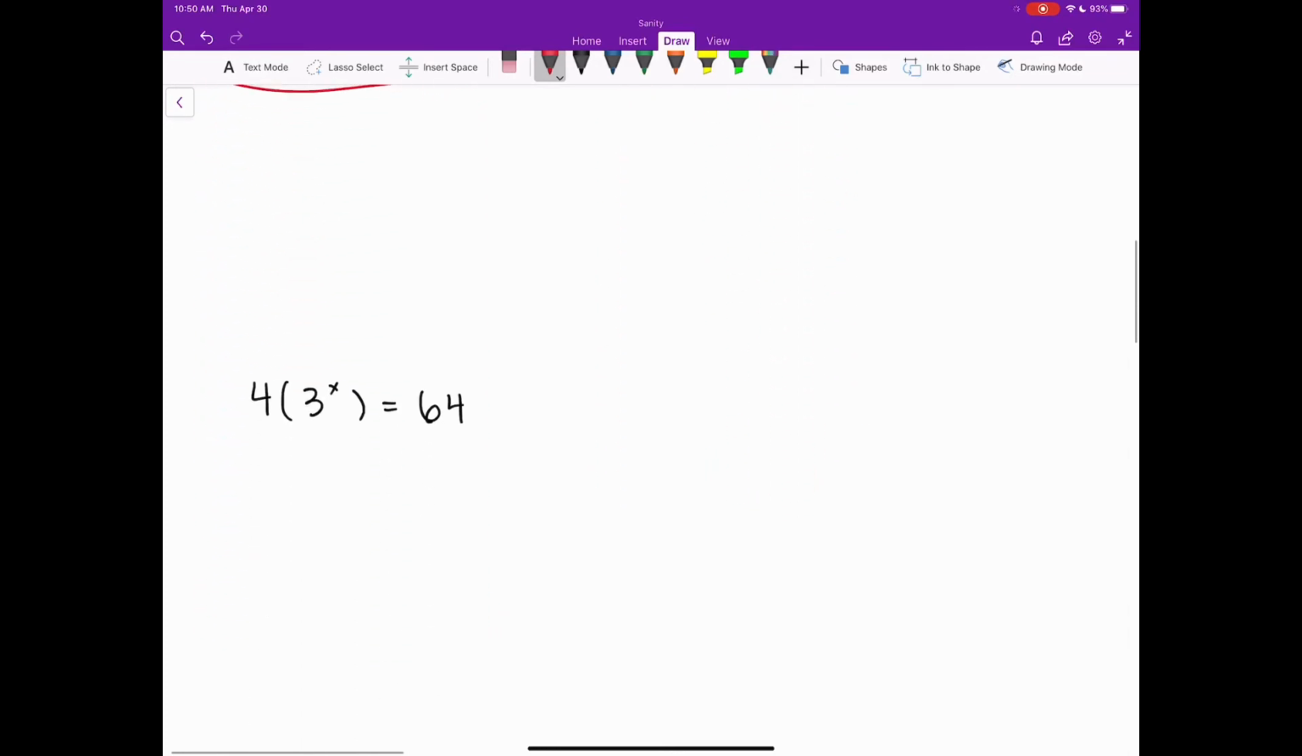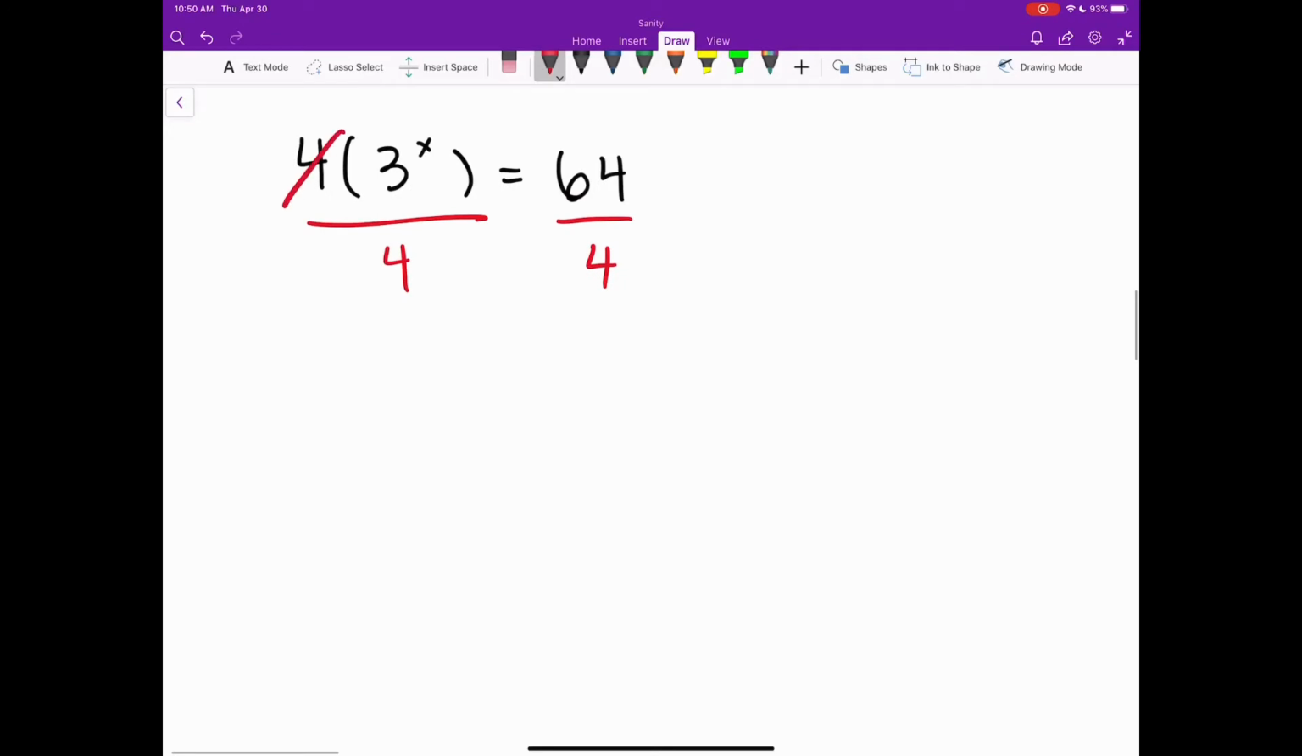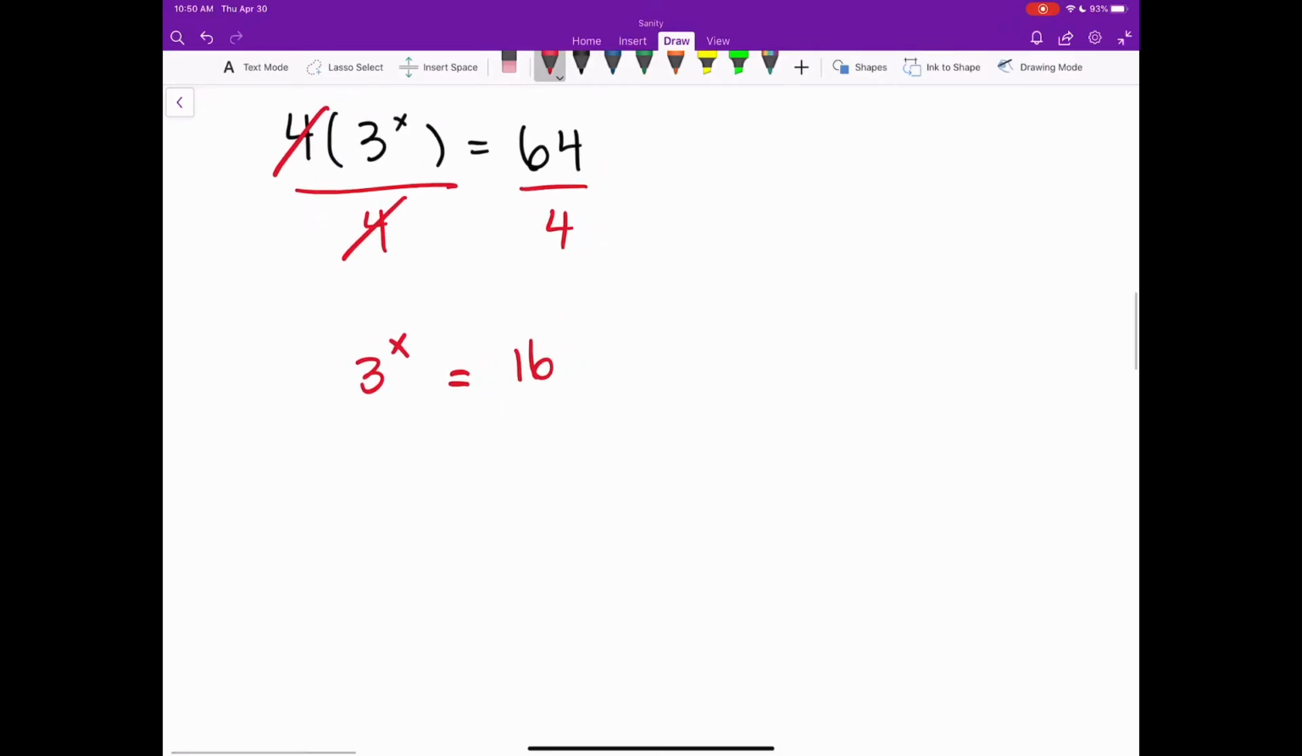Now we're going to move to something that's going to be a little bit different. So here with this one, I see that I have 4 times 3 to the power of x equals 64. So this is not a very simple or basic exponential equation because I have that 4 on the outside, right? If I can get rid of that 4 somehow, then it'll be much easier to write this in logarithm form. So to get rid of the 4, since it's being multiplied, I'm going to divide by 4 on both sides. So that's going to cancel out, and I'm going to be left with 3 to the power of x equals 16. All right, now that is our very basic exponential equation.